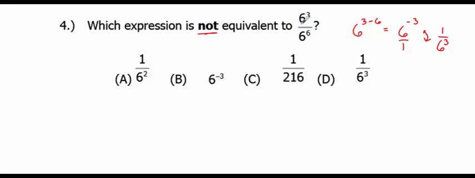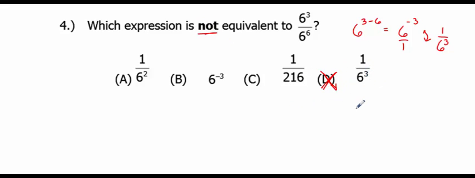That's actually what 6 to the third divided by 6 to the sixth is, but we're looking for what is not equivalent, okay? So what's not equivalent? Well, that is equivalent. 1 over 6 to the third is. So even though that's actually the answer, we want to know what's not the answer. So part D is out.